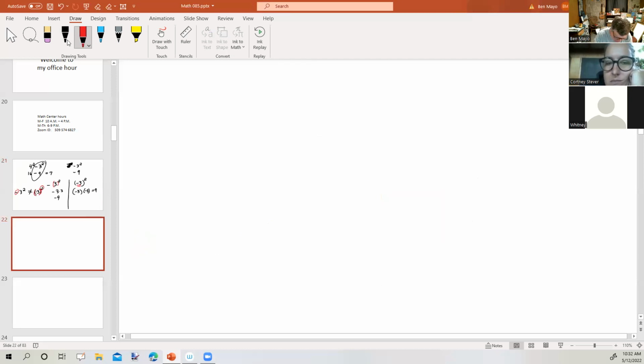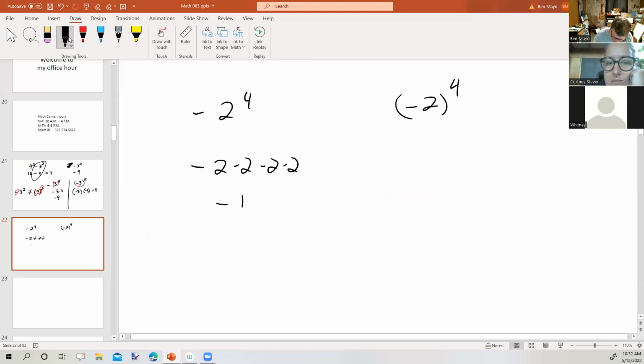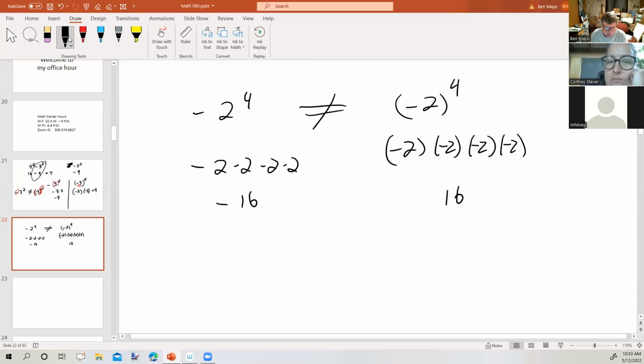Okay, another example. Negative 2 to the 4th power versus negative 2 to the 4th power. The first one is 2 times 2 times 2 times 2 with a negative sign in front of it. The second one is negative 2 times negative 2 times negative 2 times negative 2. Negative times negative times negative times negative is positive. So we get a positive 16. So these are not equal expressions. Any questions about that? Any more clarification needed?